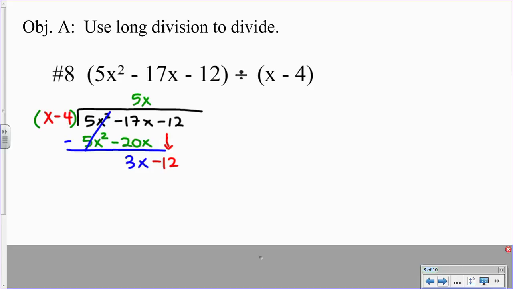Okay, now we go back to the start. What do you multiply x by to get 3x? 3, and that's a positive 3, so plus 3. And now distribute 3 times x is 3x. 3 times negative 4, negative 12. Subtract down. Negative 12 minus negative 12, 0. Okay, do I have any more terms to break down? Okay, no, so this is done. So my remainder here is 0.